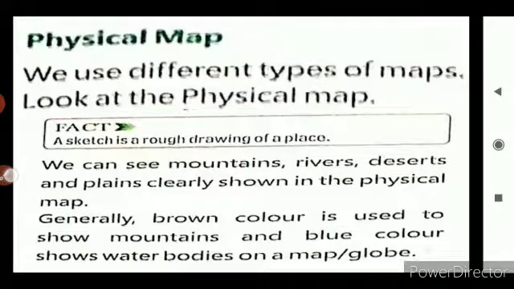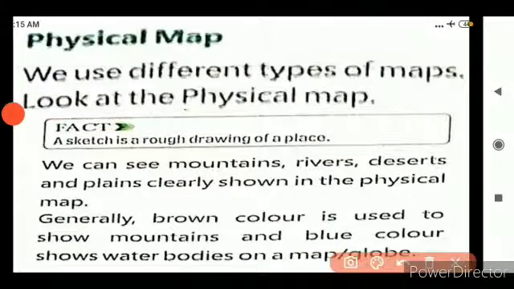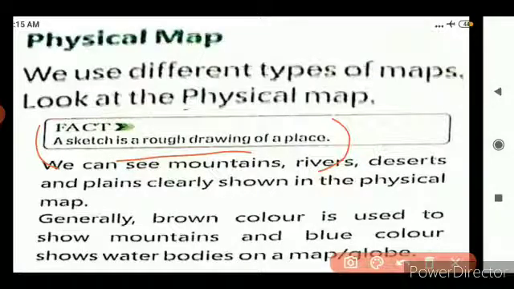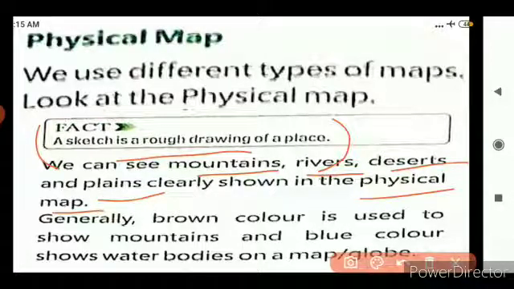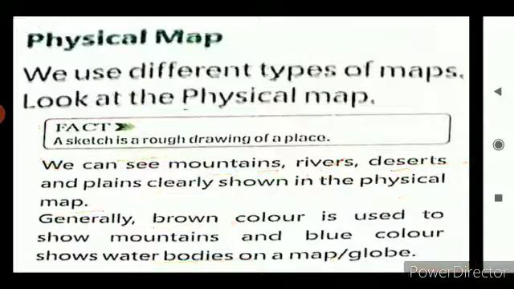Shall we see what is the use of that? Yes. A fact is given there. A sketch is a rough drawing of a place. Sketch is nothing but a drawing. We can see mountains, rivers, deserts and plains clearly shown in the physical map. Generally, what is the color of mountains? Yes, brown. And what is the color of water bodies? Blue. Using these colors, they represent these things in the physical map.